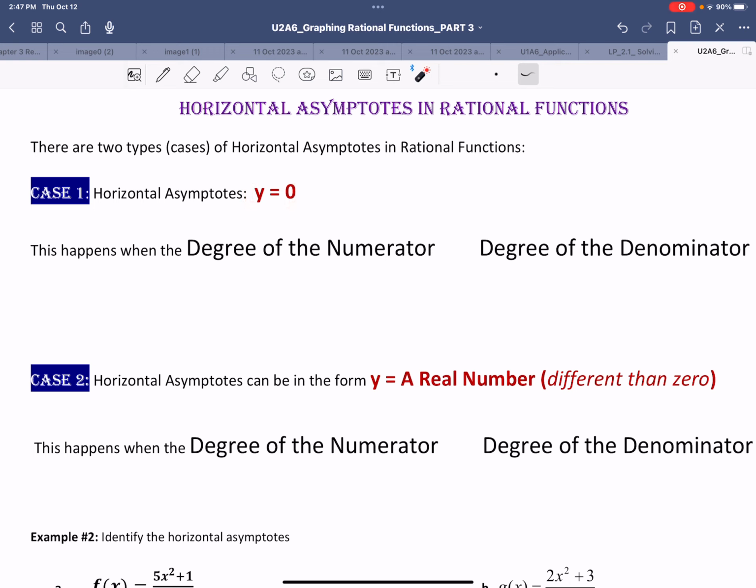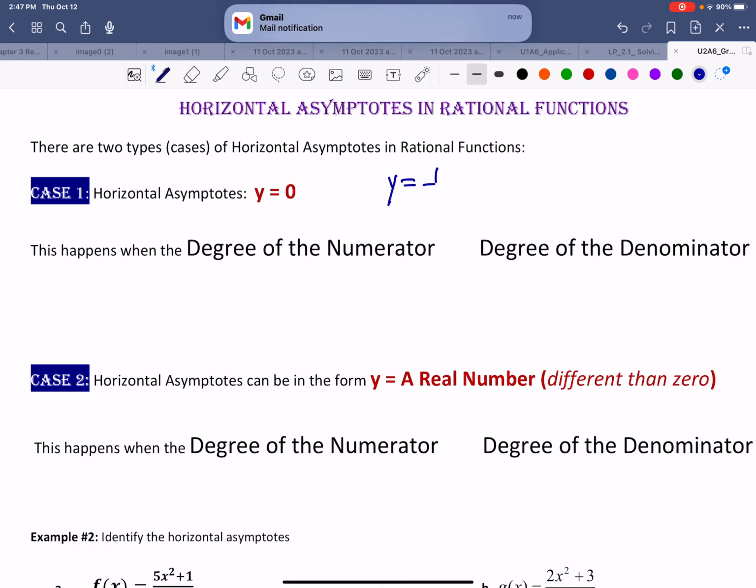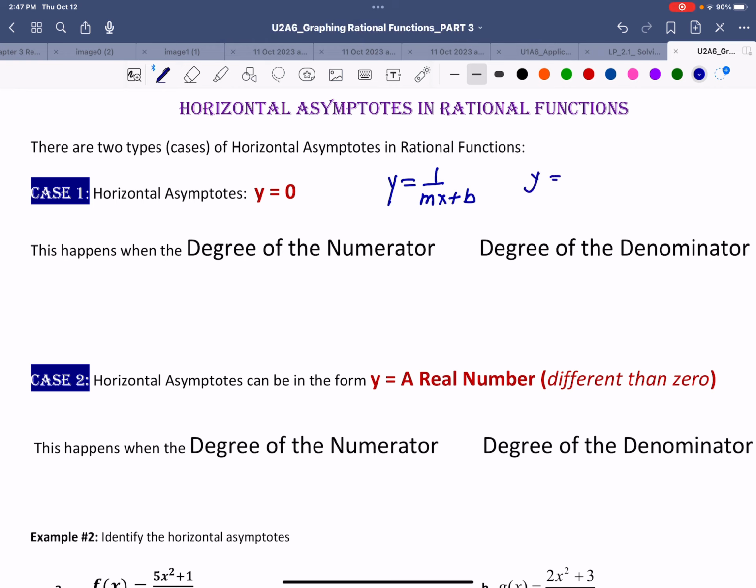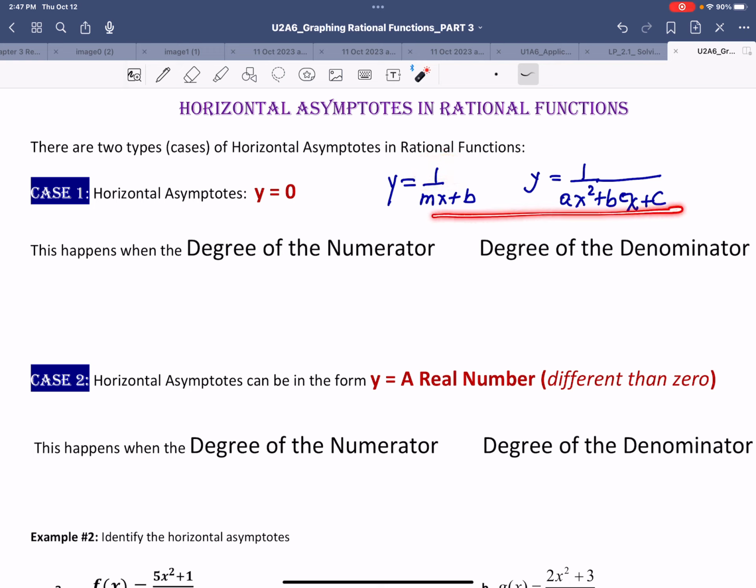The first time we looked into rational functions, we saw that the horizontal asymptote was at y equals 0. That happened when in the numerator we have a constant number. For example, we looked at functions of the form y equals 1 over (mx + b), or y equals 1 over (ax squared + bx + c). We emphasized that it doesn't really matter if this is a 1 or any other constant. It can be positive or negative. Whenever we see a constant in the numerator, the horizontal asymptote is always at y equals 0.